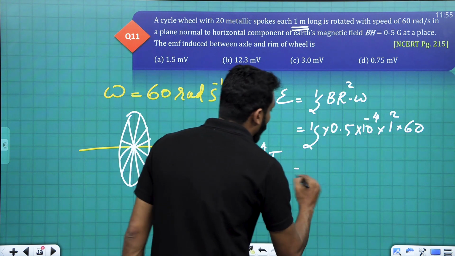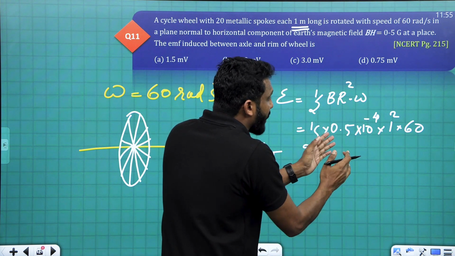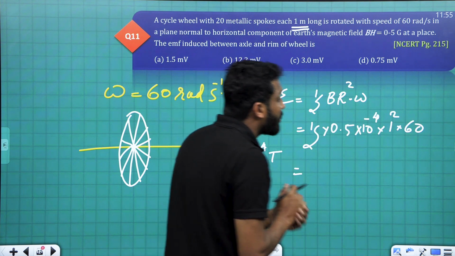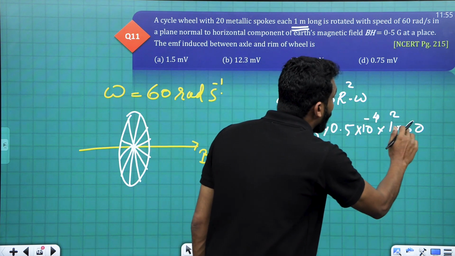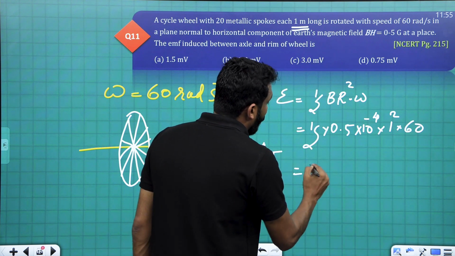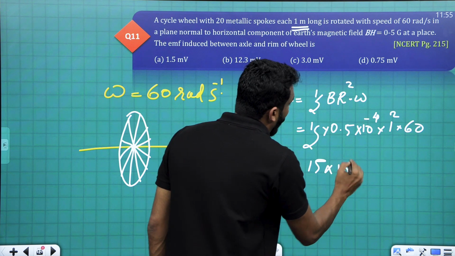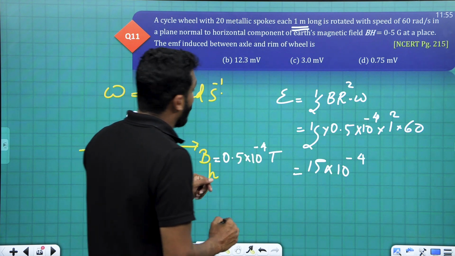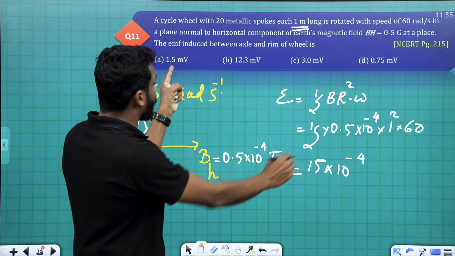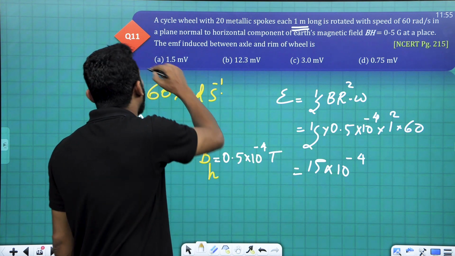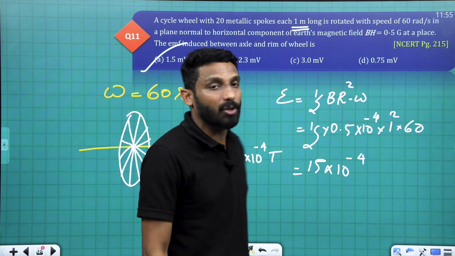This is equal to 1 by 2, 1 by 2, that is 1 by 4, times 60. 60 by 4 is 15. 15 into 10 raised to minus 4. That is 1.5 into 10 raised to minus 3, that is 1.5 millivolt. 1.5 millivolt is the answer to the question.